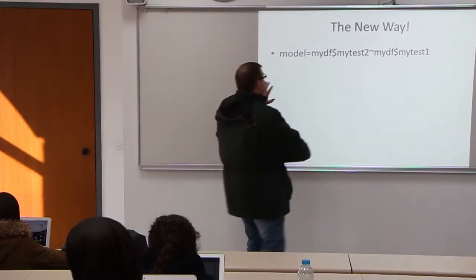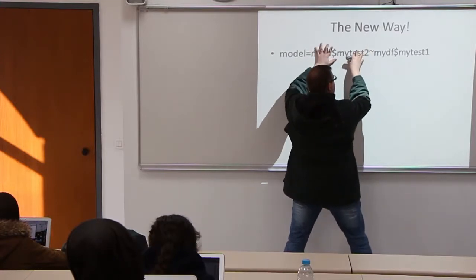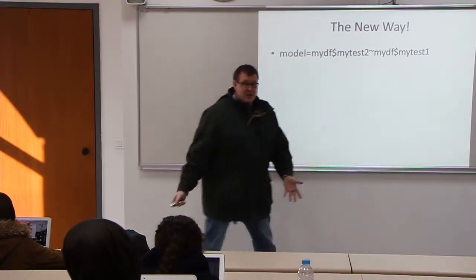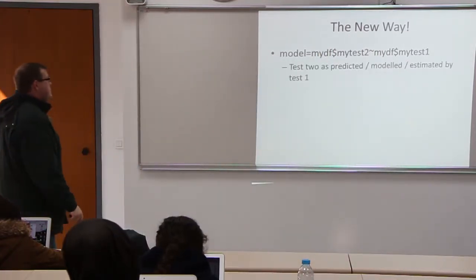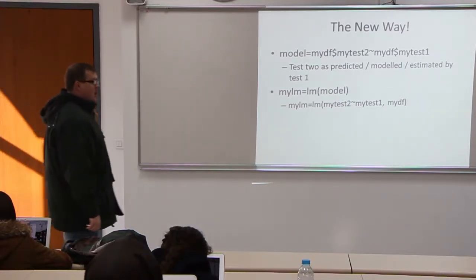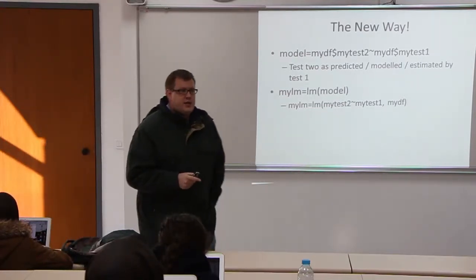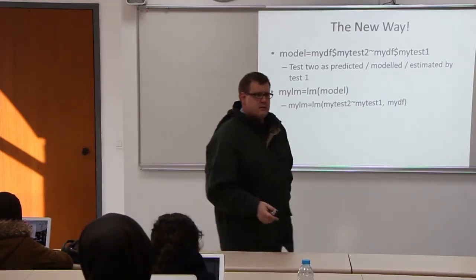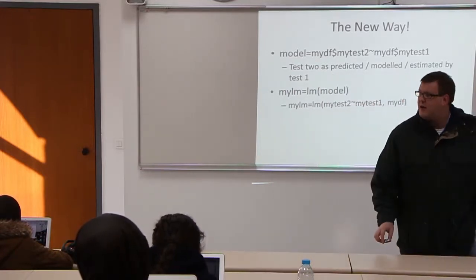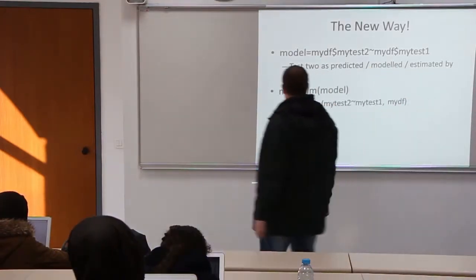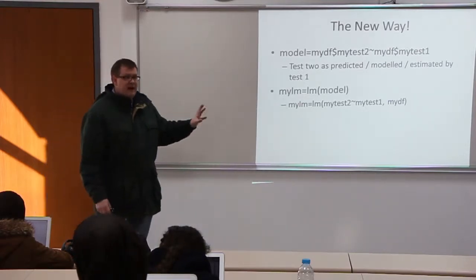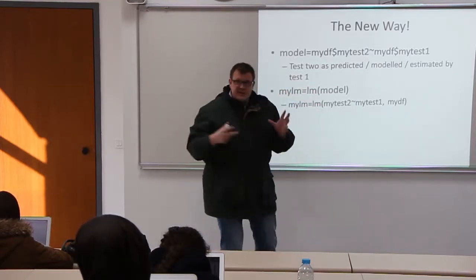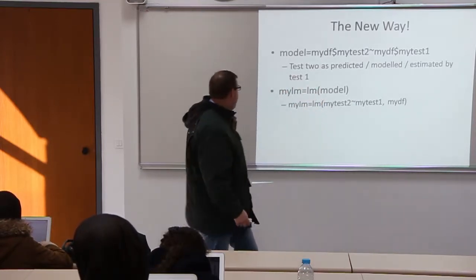So we have a model of test 2 as estimated, as predicted by test 1. Okay? So we've got test 2 is predicted by test 1. Now, instead of using AOV, we're going to use LM. LM stands for, can anyone guess it? Linear model. That's right. Okay. So once we have our model specified, we can say, okay, we're using this linear model.